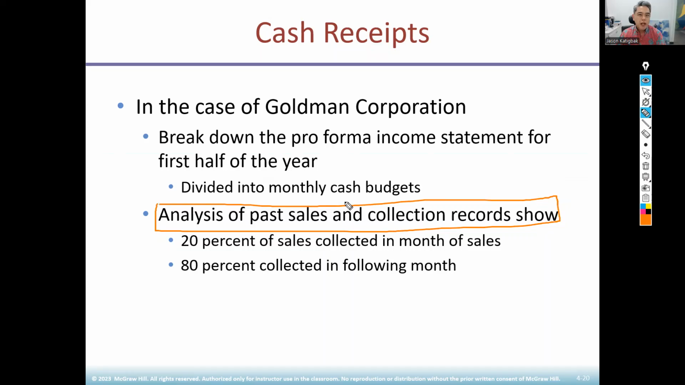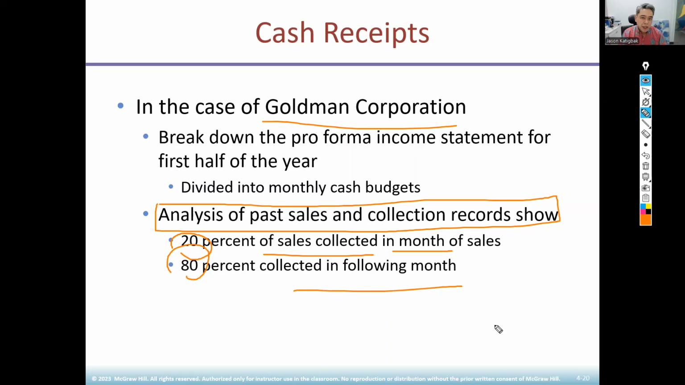Now, on the cash receipts, there's always an assumption that you would need to understand, right? How are the cash receipts being calculated, or what's the assumption? So, in our Goldman Corporation example, 20% of the sales is collected in the month of sales, and about 80% is collected in the following month. So what happens? If I make a sale of $1,000 this month, say the month of September, in the same month of September, only 20% or $200 of that 1,000 is actually recorded as cash.